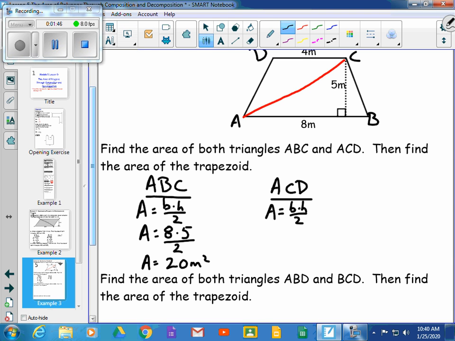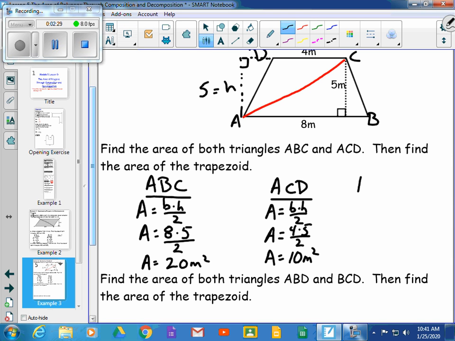Now for the top triangle, I'm going to use the base of 4, and the height is the perpendicular distance from that base, that 4, to its opposite angle, which is A. So if I extend those out, this would be my height. And notice there's like a little rectangle inside there. That is the opposite side of the other height, which is 5. So we're going to be using 4 by 5 divided by 2. That gives us an area of 10 square meters for triangle ACD.